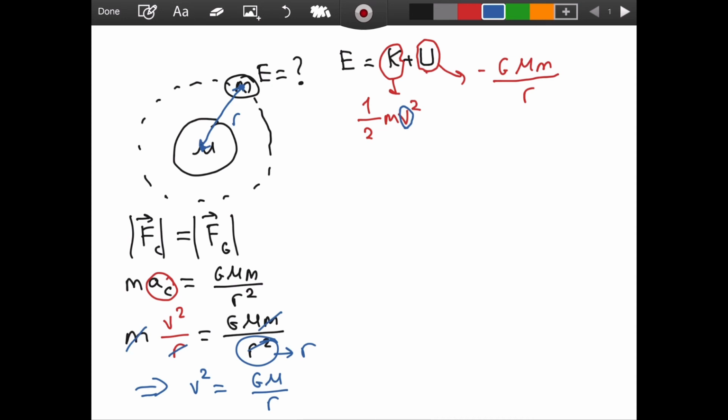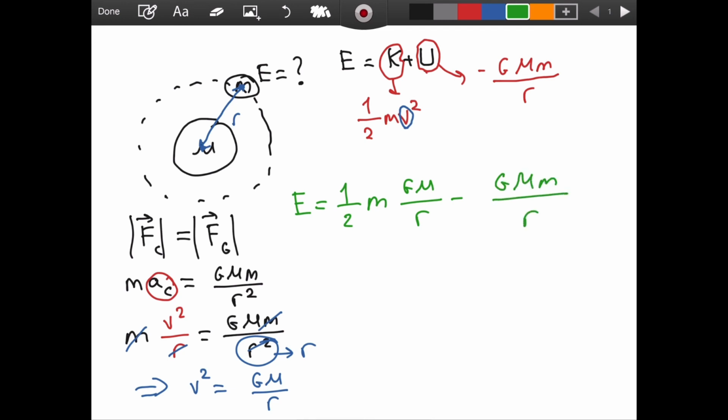Now what we do is we take this and we substitute it here. All right? So let's go. We have that E, the total energy, the mechanical energy, is equal to 1/2 m, and instead of v squared, I am going to write GM divided by r. Then we have the potential energy, which is negative GMm divided by r.